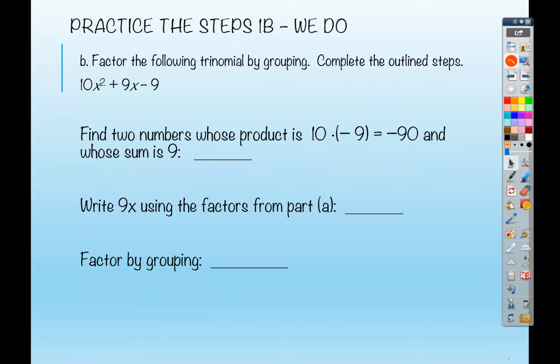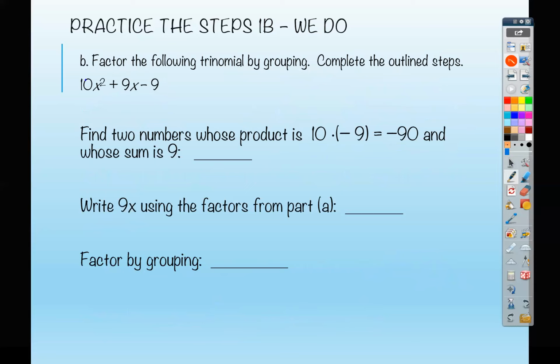1B says factor the following trinomial by grouping, complete the outline steps. So find two numbers whose product is 10 times this negative 9, which is negative 90, and whose sum is 9. So that would be 15 and negative 6. Write 9x using the factors from part A. So 15x minus 6x would give us 9x, and then factor by grouping.